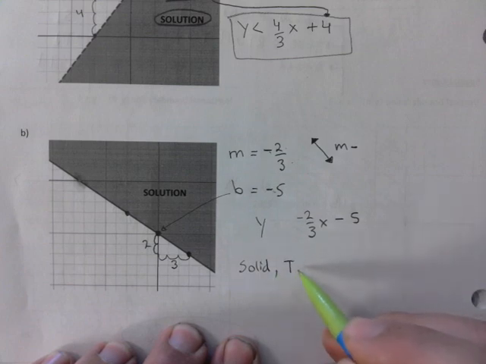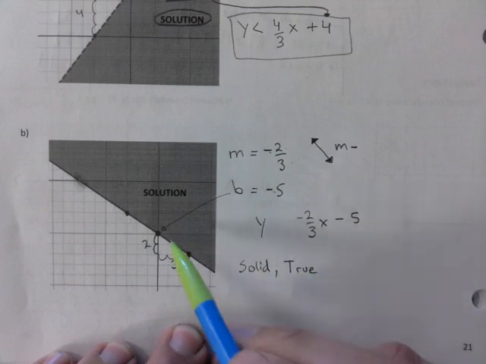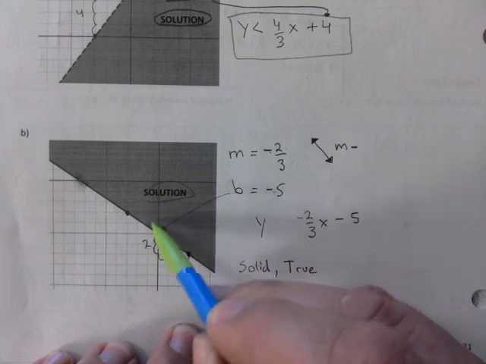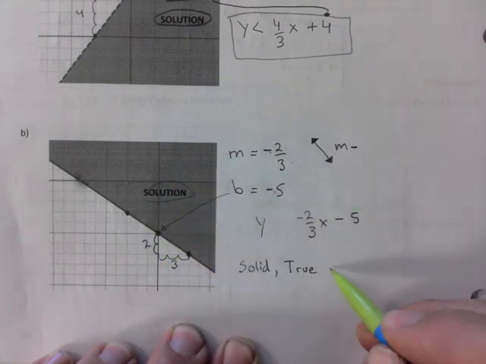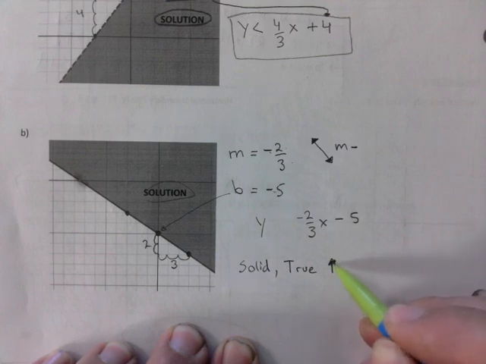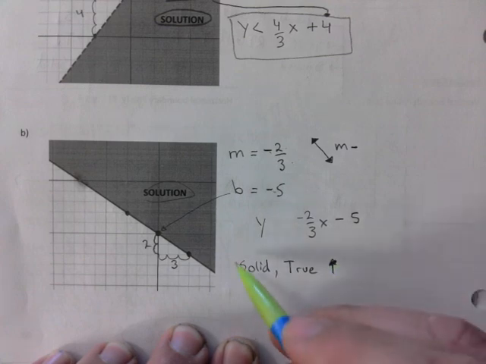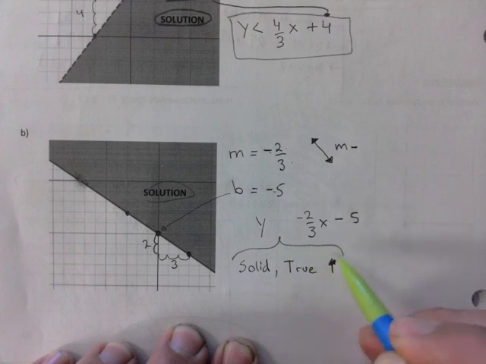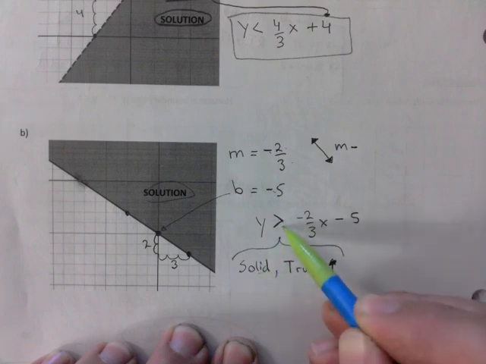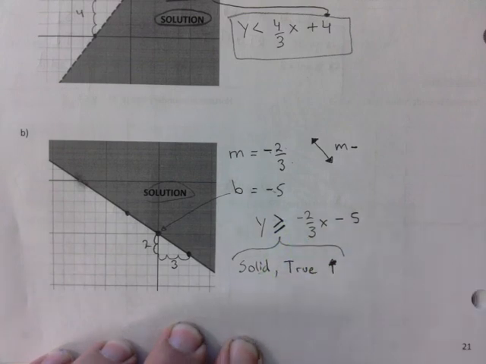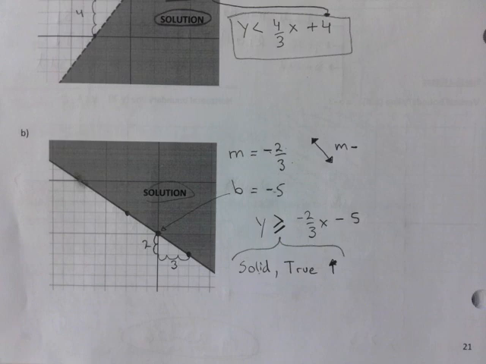And the true region is where? True is above the line. See? True is above. Solution is labeled here. True is above the line. Okay. So we're going to say, therefore, what goes in there is going to be greater than, for sure. And because it's solid, you add the equal sign. And there you have it. That's your inequality for this particular graph.